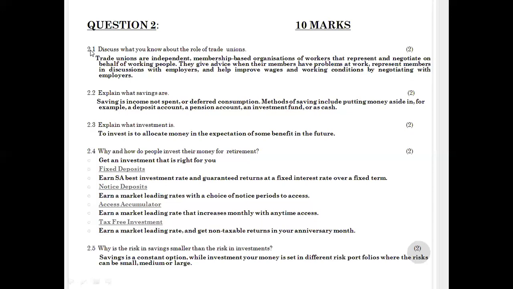Okay, so 2.1 is about the role of trade unions. 2 marks, so you need to mention 2 things. The one can be if you mention to say it is an independent organization of workers. And another mark will be for what the trade union is doing, like helping the workers with working conditions to get better wages, when they are maybe in trouble with the employers, etc.